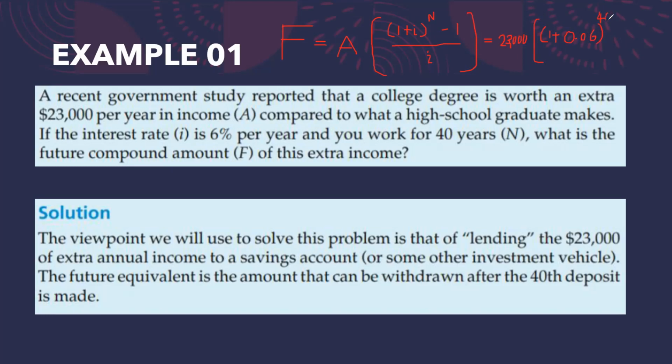The number of years is given as 40 years, minus 1, divided by the I value again, 0.06. So if you solve this, you should probably get the answer somewhere around, I think as one of the students has correctly got, 3.5 million, somewhere around 3.6 million actually.